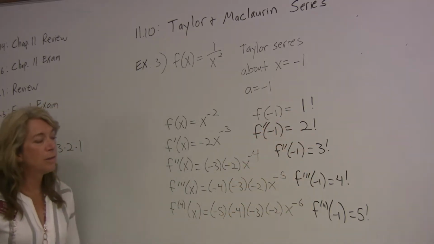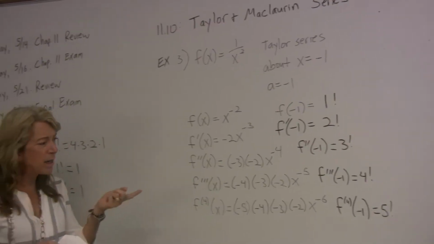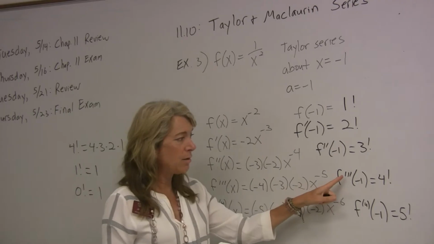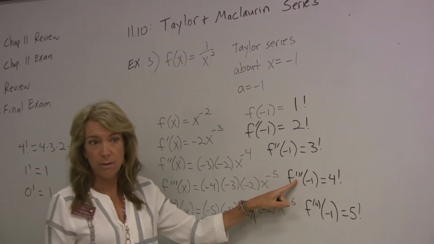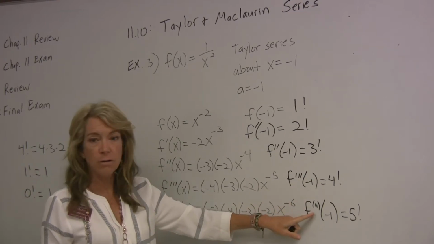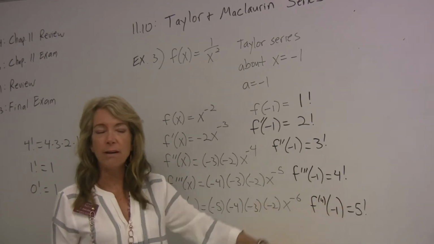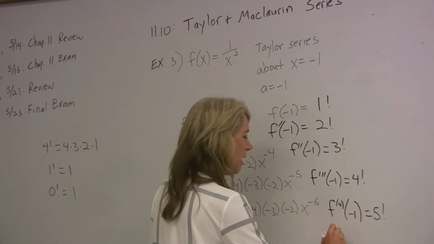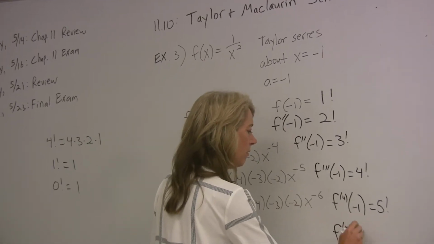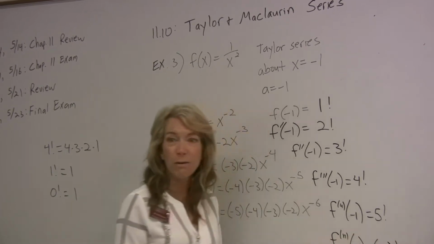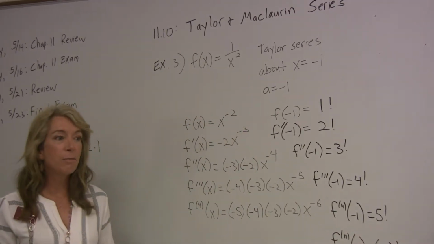Now let me ask you a question. How do those answers compare to the derivatives? Meaning, when I took the third derivative, I got 4 factorial. When I took the fourth derivative, I got 5 factorial. What's going to happen when I get to the nth derivative? Aha, n plus 1 factorial, right? That factorial is always one more. It helps to recognize that pattern.